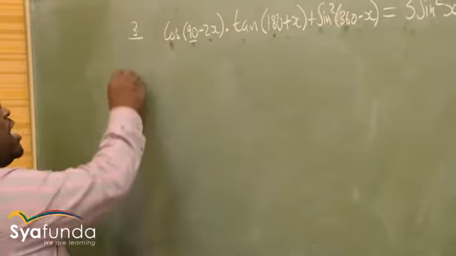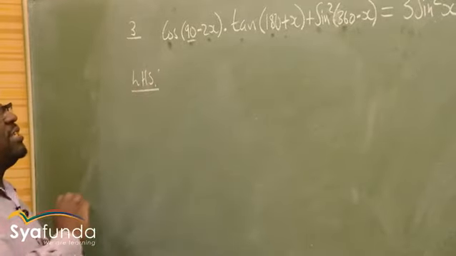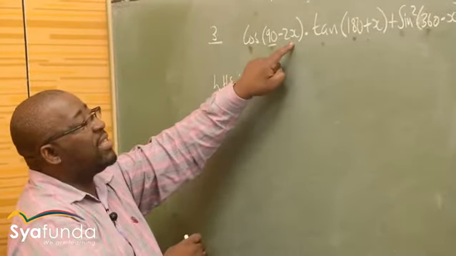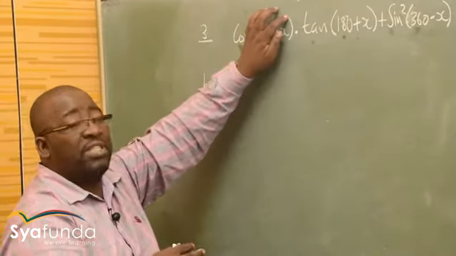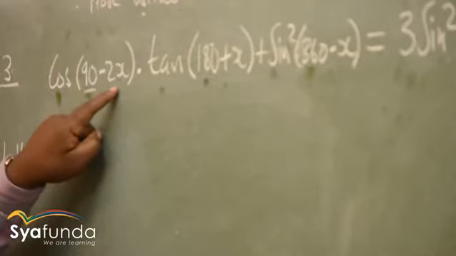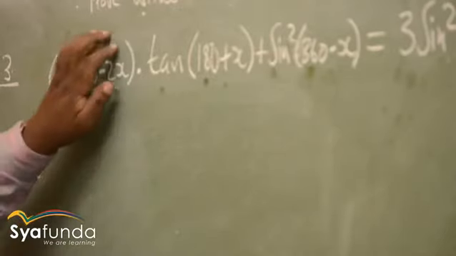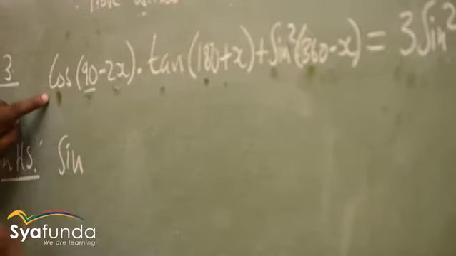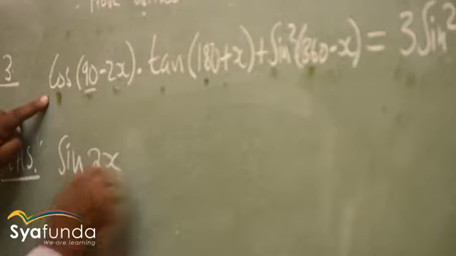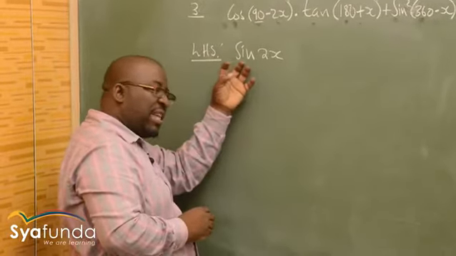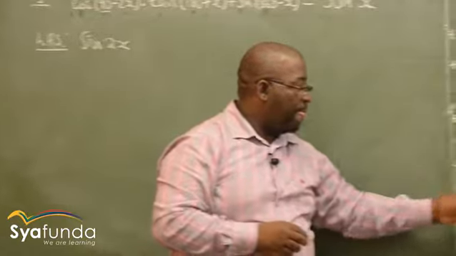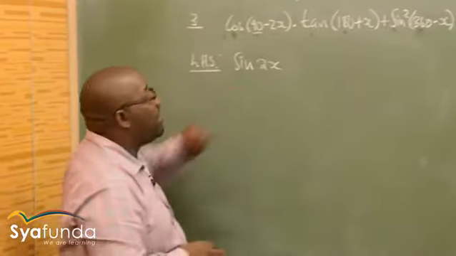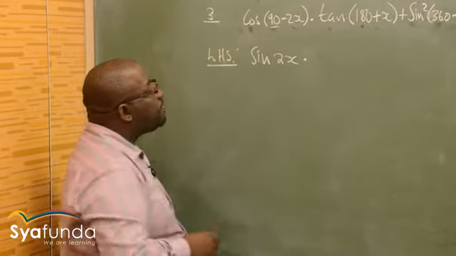Let's take the left-hand side, the complicated side. I start where there are brackets first. 90 minus is the first quadrant, where all ratios are positive. So how is cos in the first quadrant? It is positive. But because of 90, cos will change into sine. Sine of this angle, which is 2x. As I write sine 2x, this is a double angle, so I know exactly what to write immediately after this one. This is times. Let's move on.